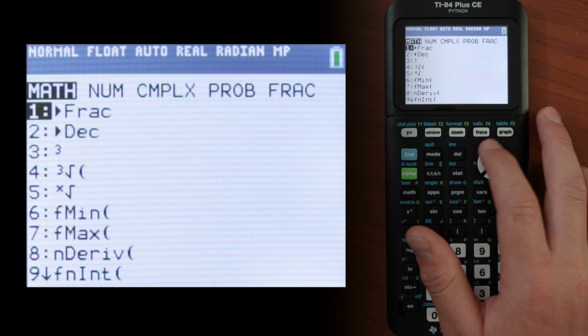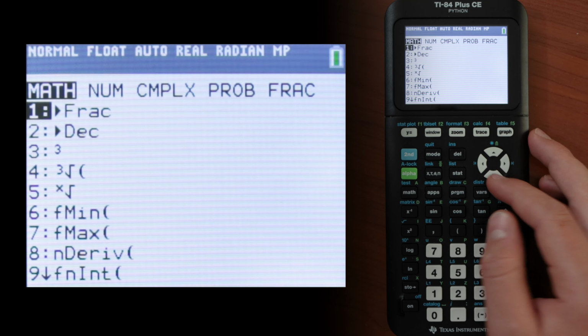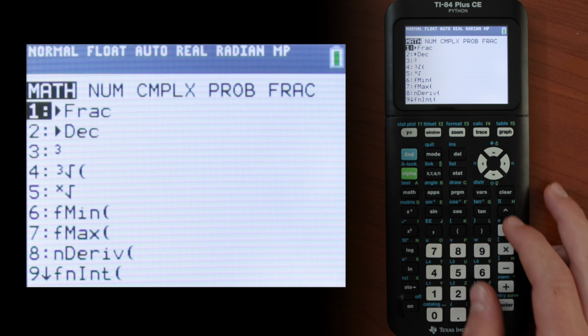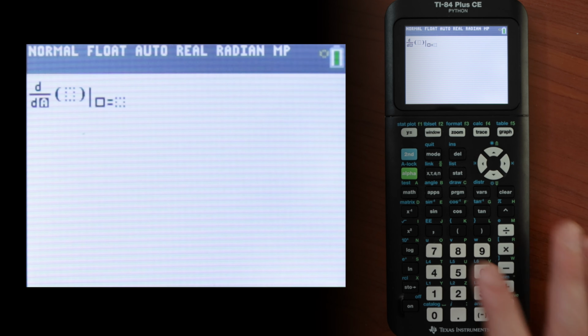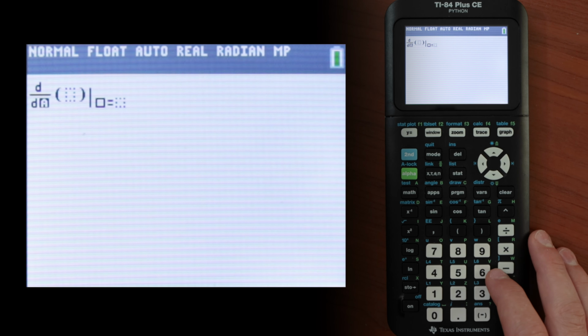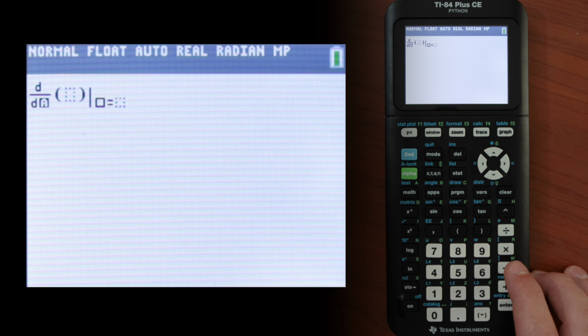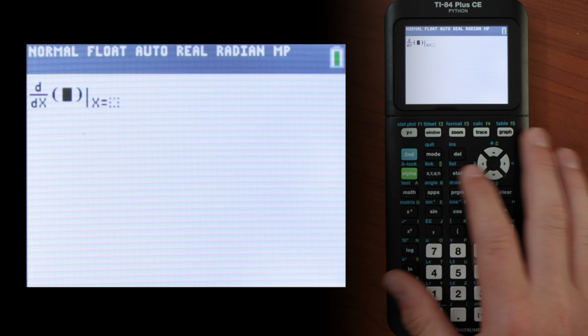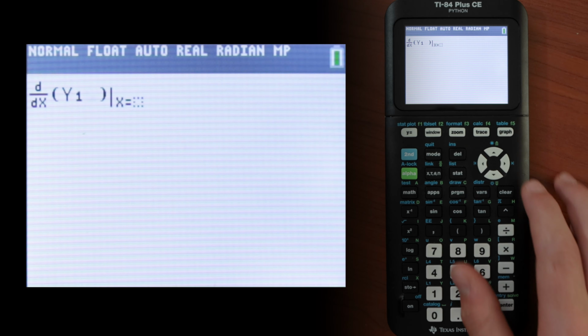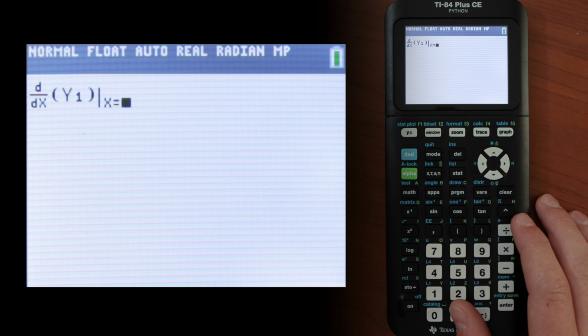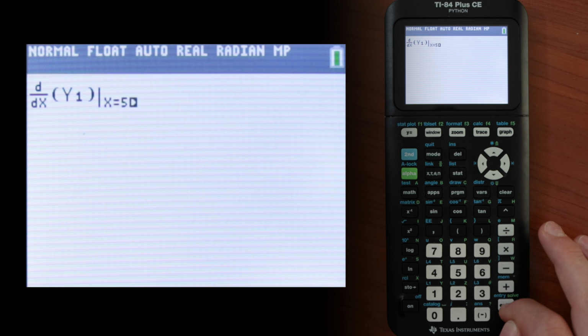I don't recommend just scrolling down like that, as I just showed you, because it takes time. Instead, supposing I go back, hit math, and then 8 for the derivative. Now we're asked, what are we taking the derivative with respect to? So I'm of course going to put x, then alpha, trace our function at x equals, let's say, 5.